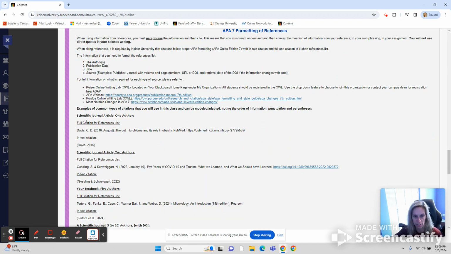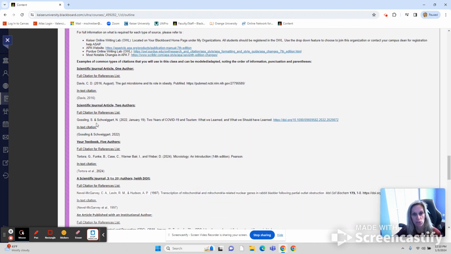So let's look at some common examples. First example is using a scientific journal article that was written by one author. In the references list, first thing, listing the author's last name, comma, the first initial, period, the middle initial, period. Second, publication date in parentheses, the year, comma, month, day. Third is the title of the article, and fourth is the source. Now the in-text citation with one author in parentheses, and that goes within your post, you're going to include the author's last name, comma, publication year.